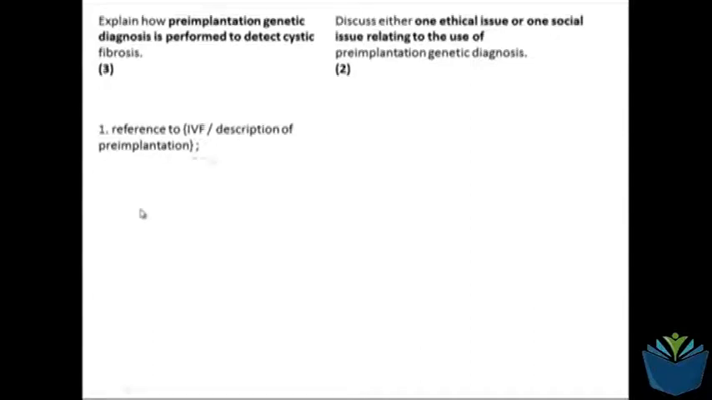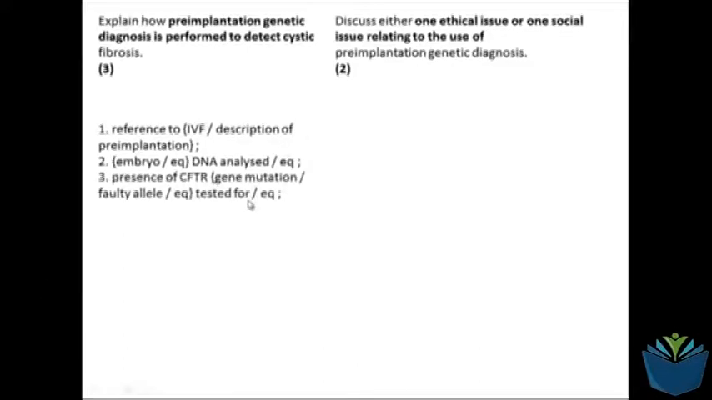The DNA of these embryos is then analysed to ensure that there's not the CFTR gene present, or the damaged CFTR allele present, and therefore only the ones that are healthy are reimplanted. And then discuss either one ethical or social issue relating to the use of pre-implantation genetic diagnosis.